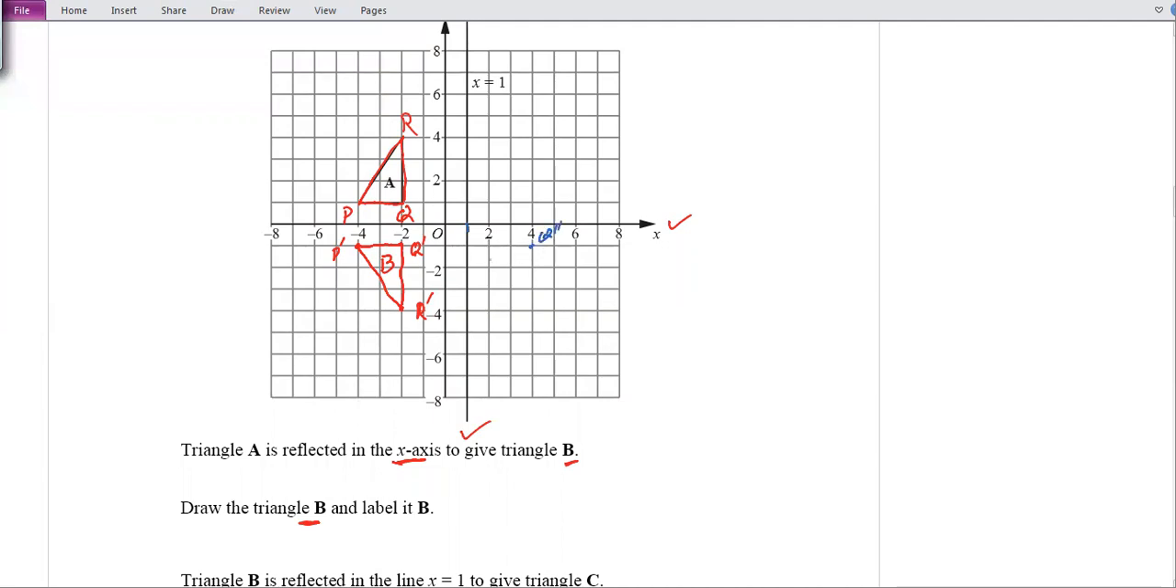Now you do the reflection another time. P is how many steps away from this line? 1, 2, 3, 4, 5 steps. So it will be 1, 2, 3, 4, 5. This is P double dash. R is how many steps? 1, 2, 3 steps. So it will be 1, 2, 3 steps. This is R double dash. So you can join these.